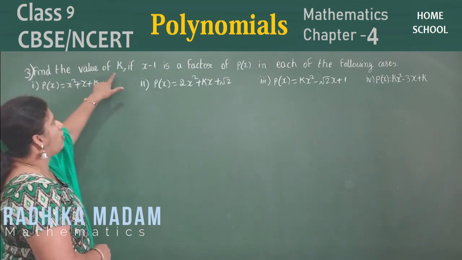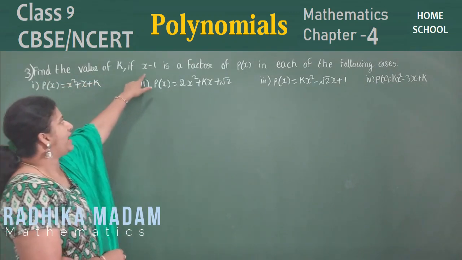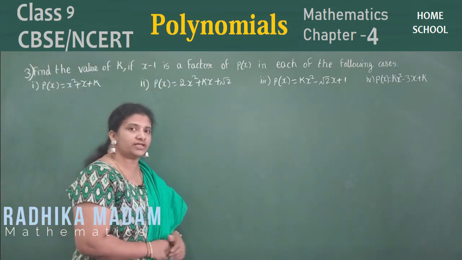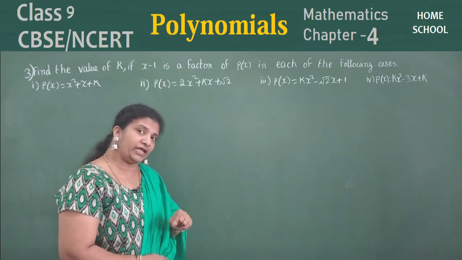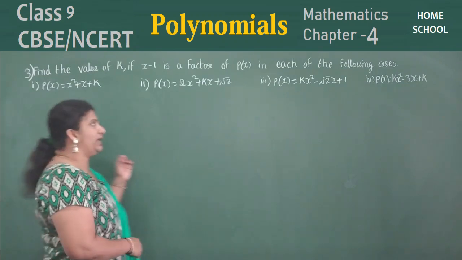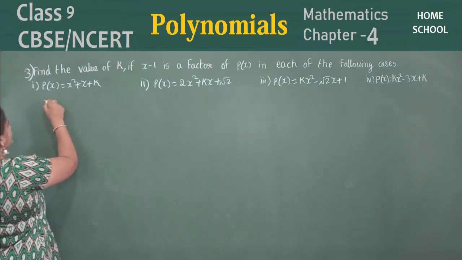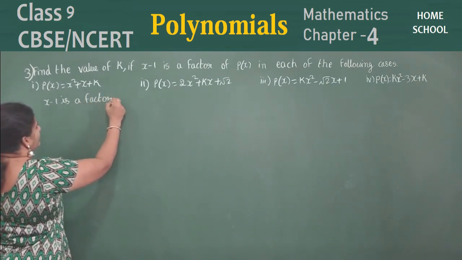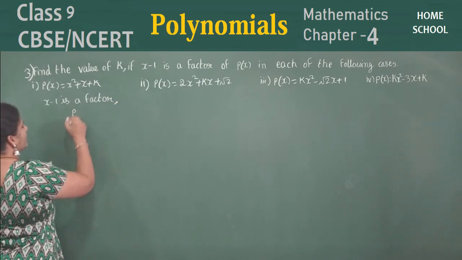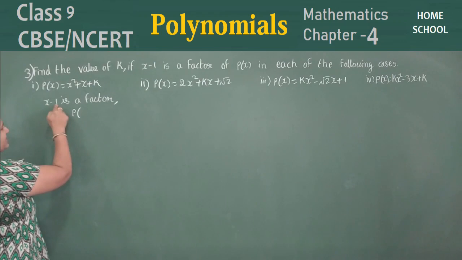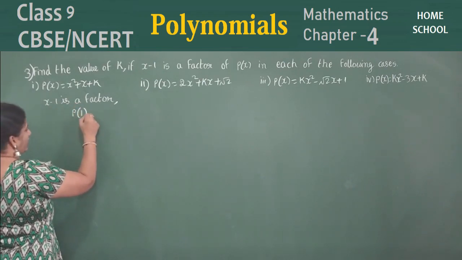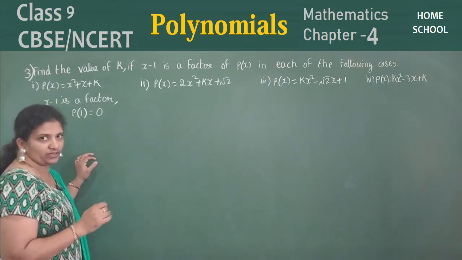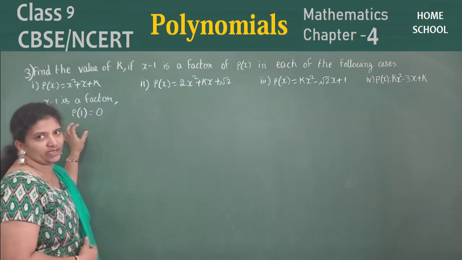Find the value of k, if x minus 1 is a factor of p of x. What did they give here, children? x minus 1 is a factor of the polynomial p of x. That means, if x minus 1 is a factor, what can you say? If x minus 1 equals 0, x is equal to 1. Therefore, p of 1 must be equal to 0.